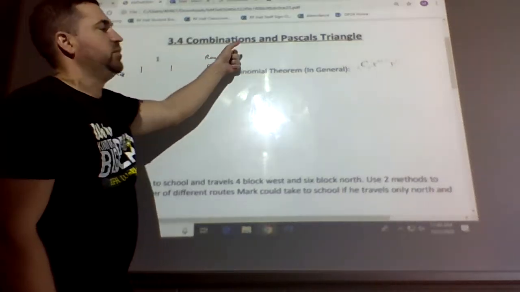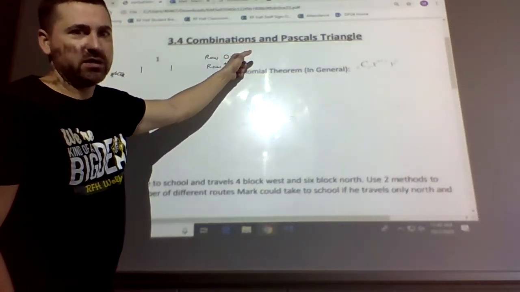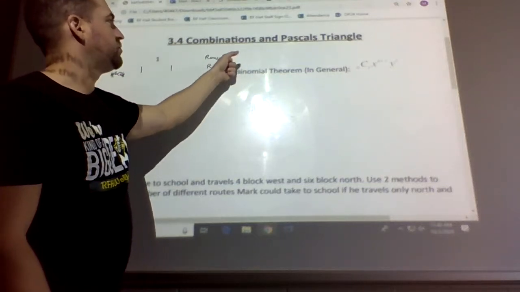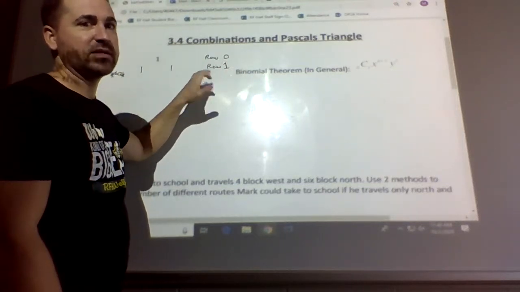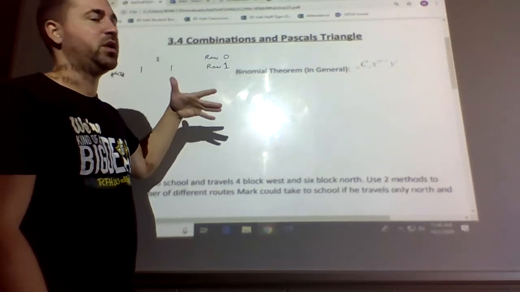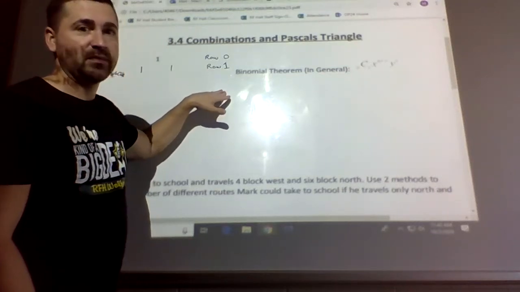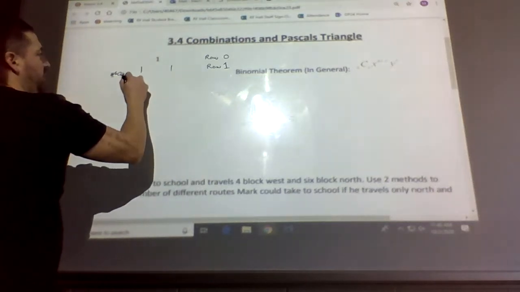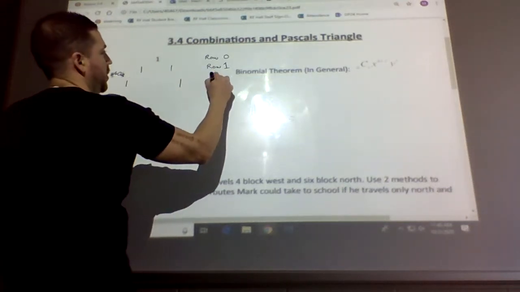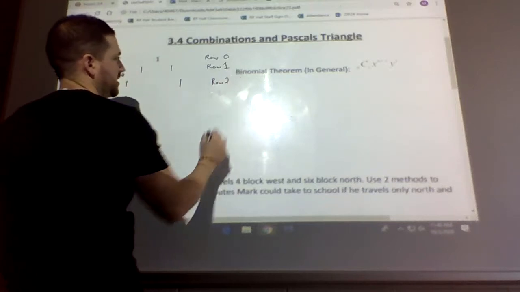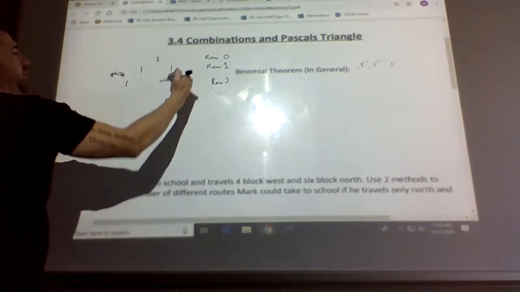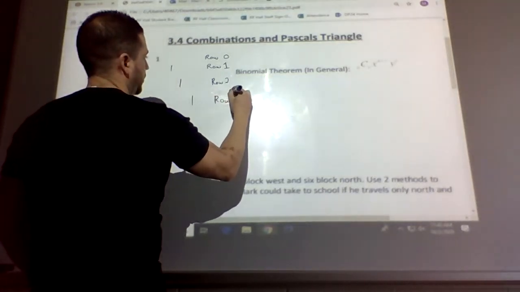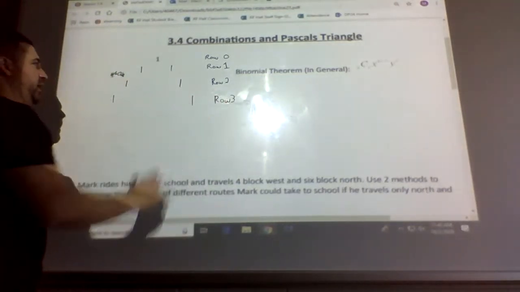What this row 0 means, it's a 0 degree. So anything to the power of 0 is 1. This is row 1, so it's degree 1. So like something that's linear, so x plus 1. Row 2 is something that's quadratic, and so on. Okay, so we're going to add, next row, we're going to add 1 to the ends. We call this row 2, because that's the quadratic line. Then we go next one, add 1s again, and we go row 3, which is the cubic line.